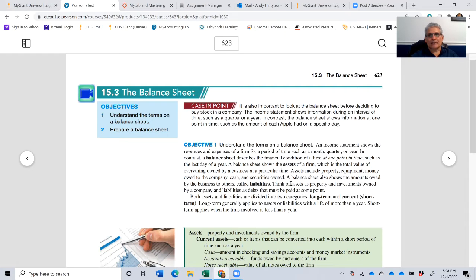cash, securities, etc. The balance sheet also shows what's referred to as liabilities, and liabilities are amounts that are owed to others. Debts, okay? So assets are things that the company has that have value. Liabilities is what is owed. Both assets and liabilities are divided up into two categories. So within assets and within liabilities, you will see long-term and current or short-term.